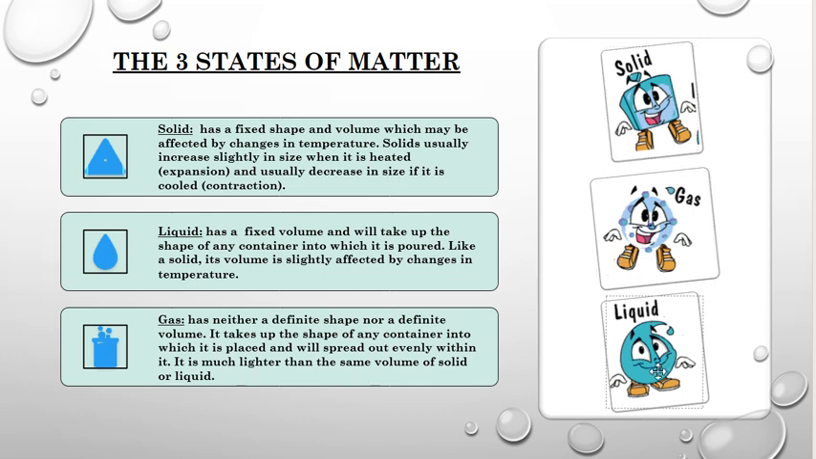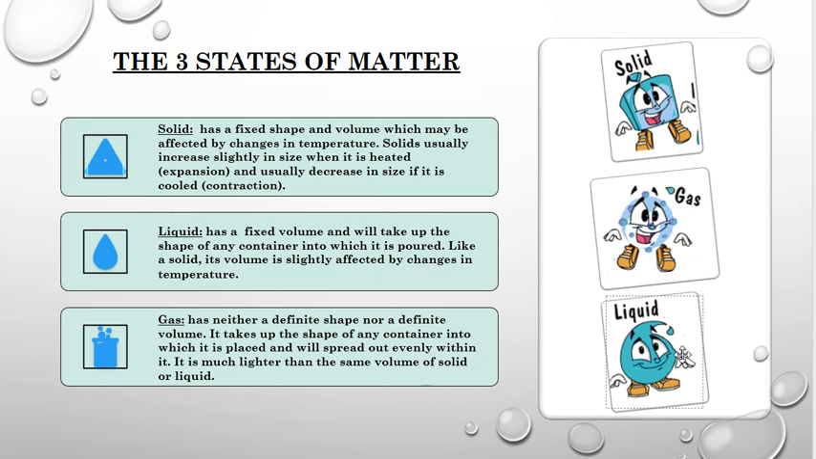Now let's talk about the second one, that is the liquid. A liquid has a fixed volume and will take up the shape of any container into which it is poured. Like a solid, its volume is slightly affected by changes in temperature. Unlike in a solid, where temperature always affects the volume and shape, in a liquid it is only slightly affected.